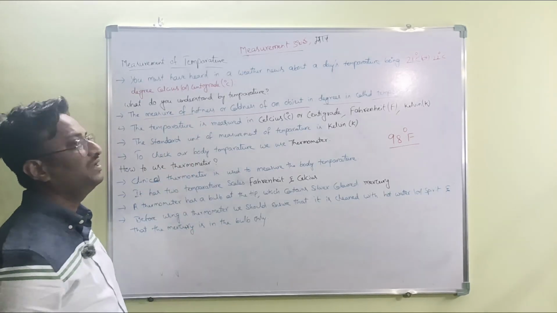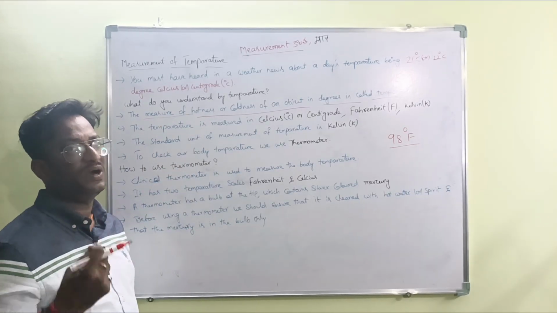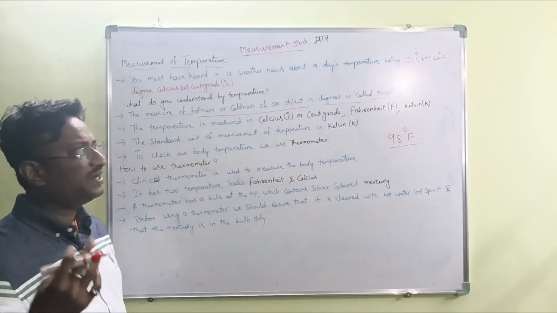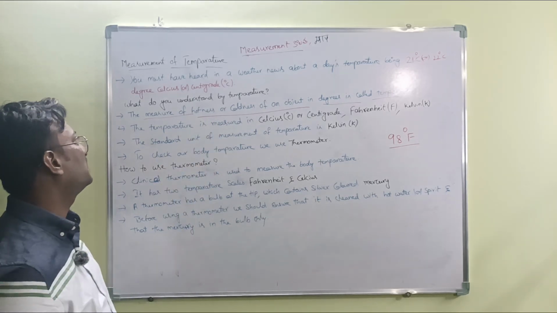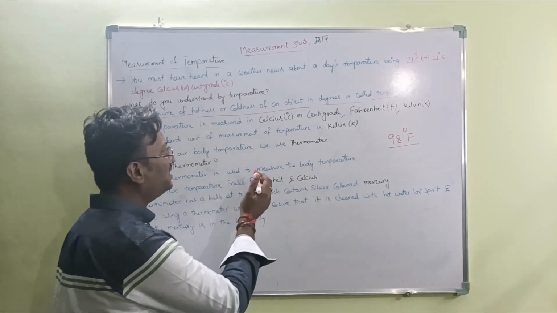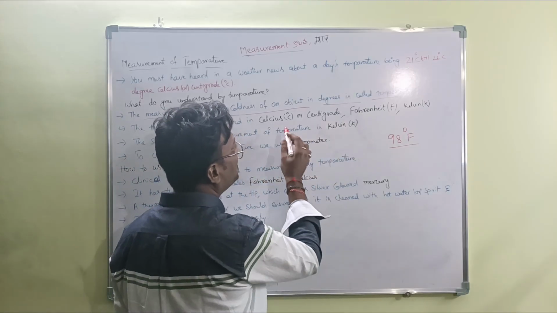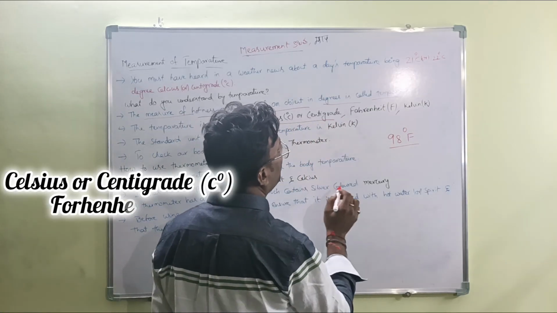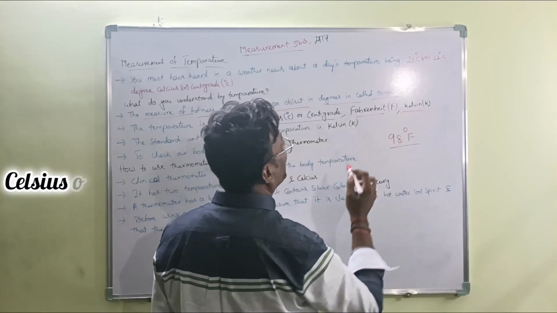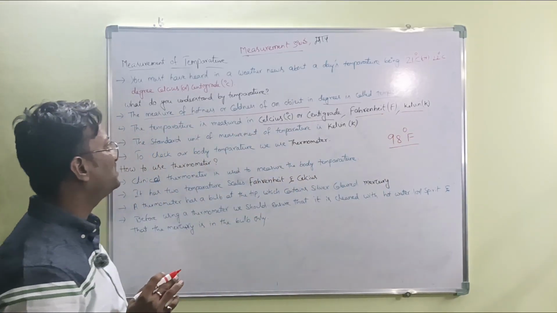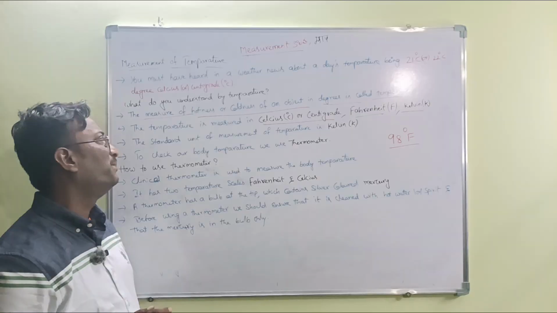Measuring, we should measure the hotness, how hot the body is, how cold the body is. That number is called temperature. The temperature is measured in 3 units: Celsius or centigrade, both are the same, Fahrenheit and Kelvin. In these 3 units the temperature is going to be measured.